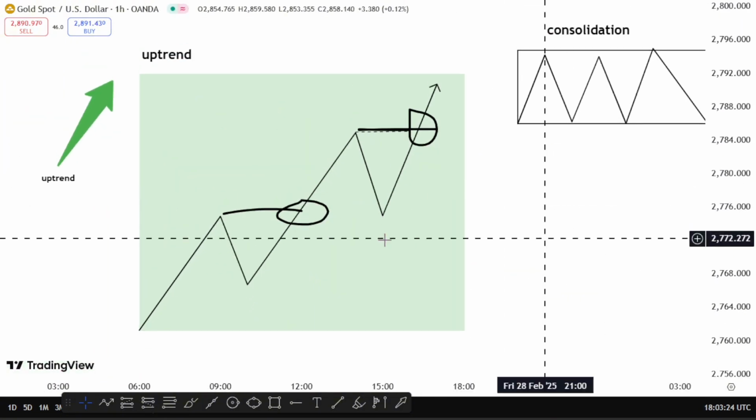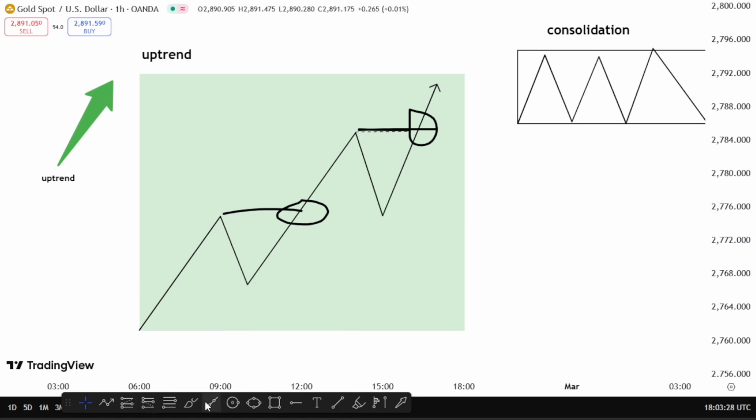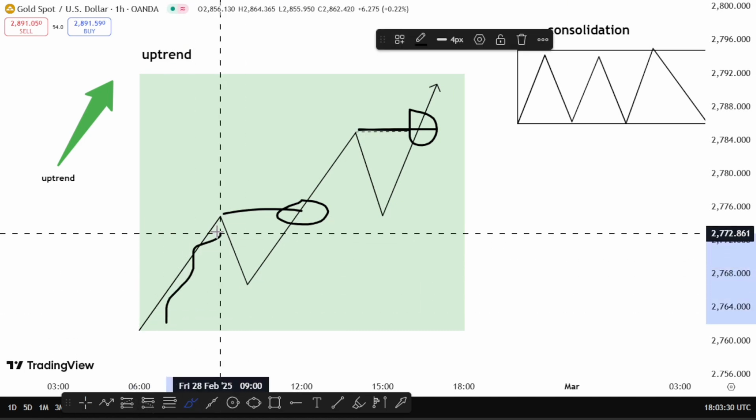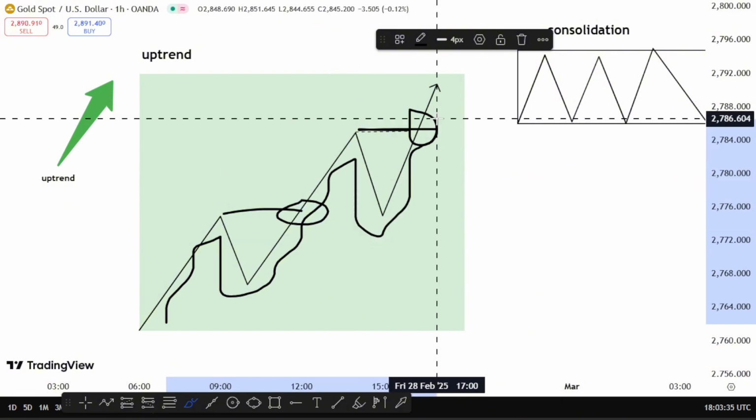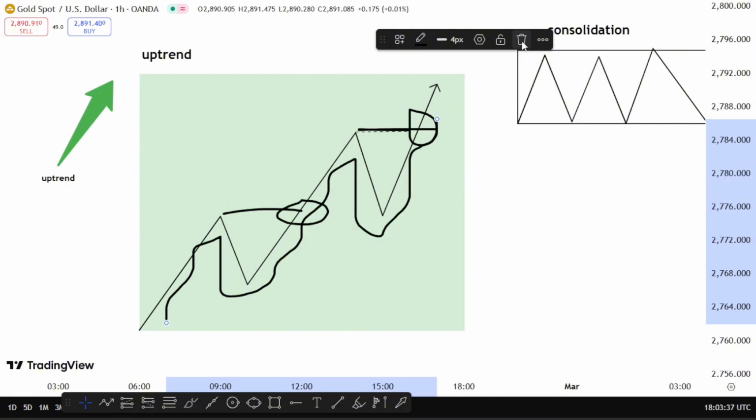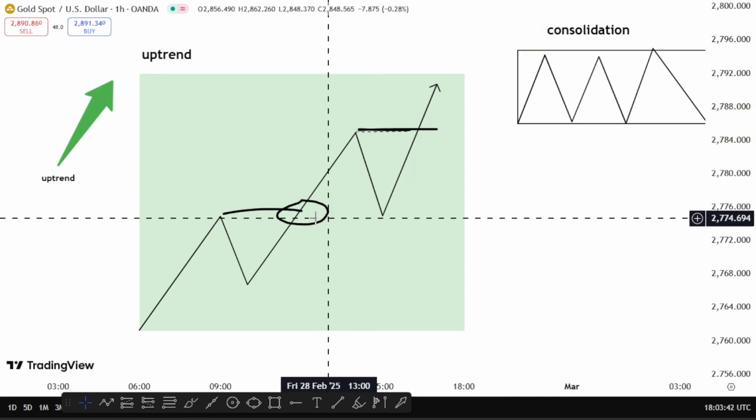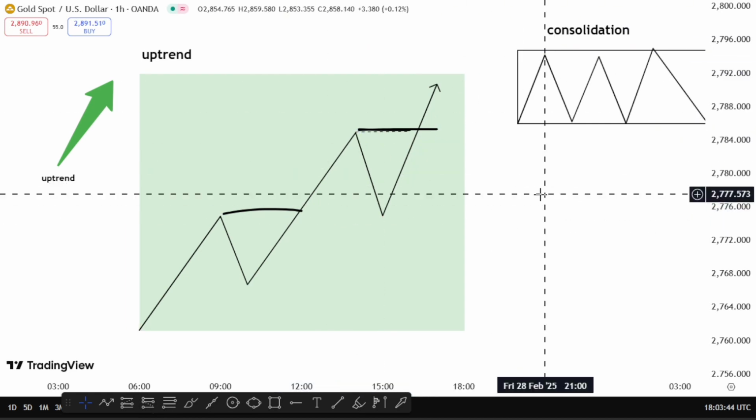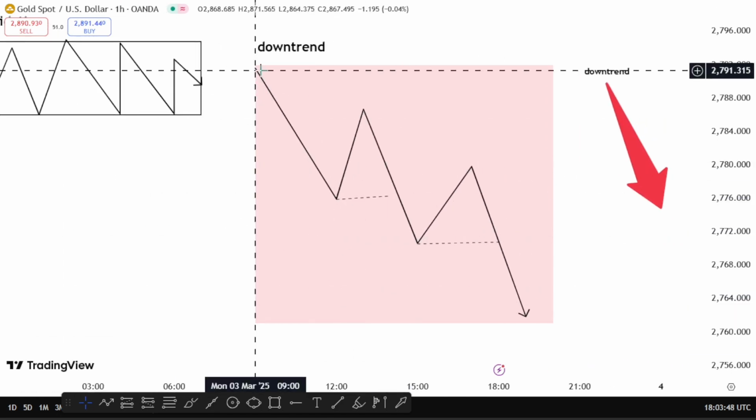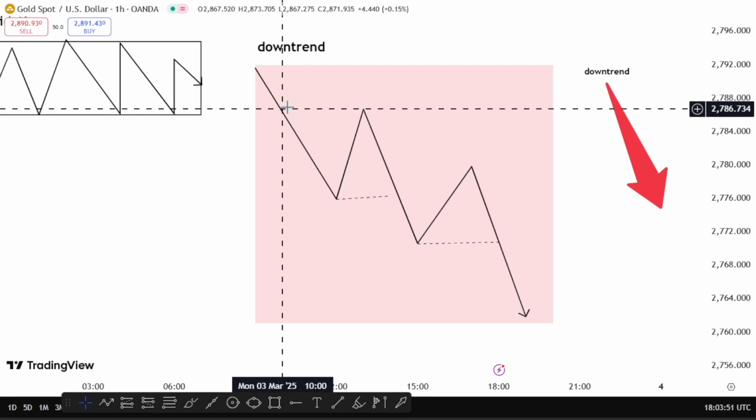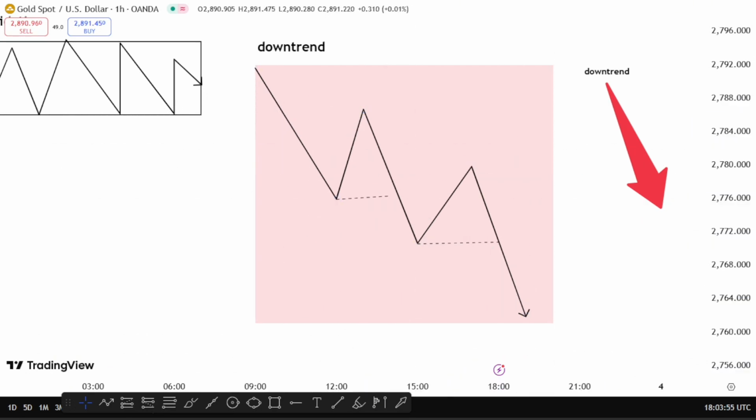For an uptrending market to happen, the market must continuously make high, low, and then high, and then low, and then high, like that. This must continuously happen for the market to continuously be in an uptrend phase. Likewise, a downtrend is the inverse of the uptrending market. The market must continuously break structure to the downside.